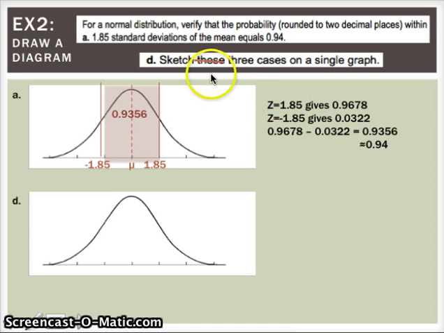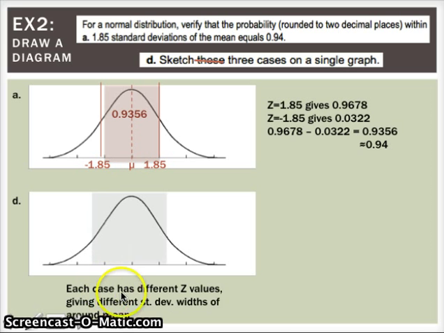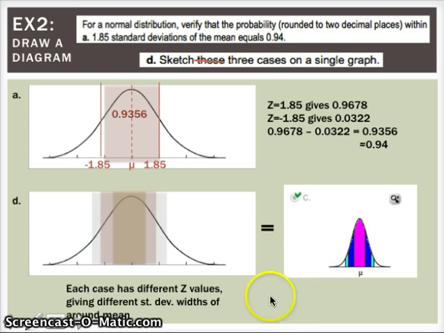Let's see if we can sketch different cases on the same graph. If they were asking us to sketch three different cases on the same graph, each case is going to have a different z value, which means it's going to give different standard deviations, different widths around the mean. So this one's wide. We could also have a narrower one and a narrower one still. If we graph all the different ones on top of each other, the graph looks something like this. That's just an interesting point.